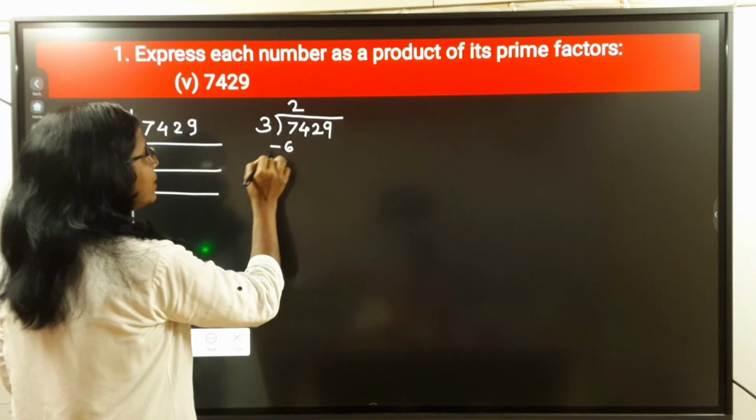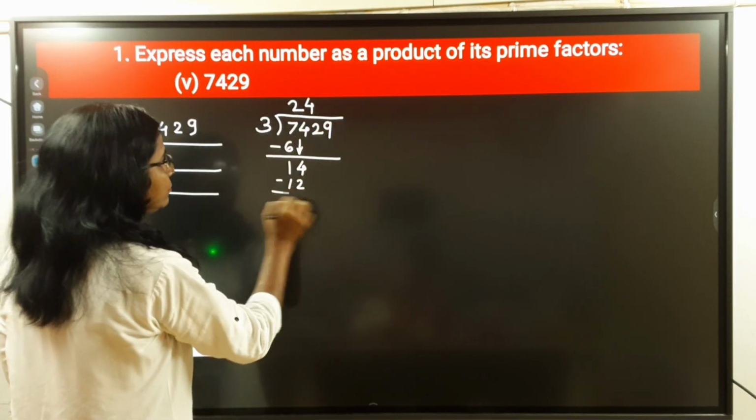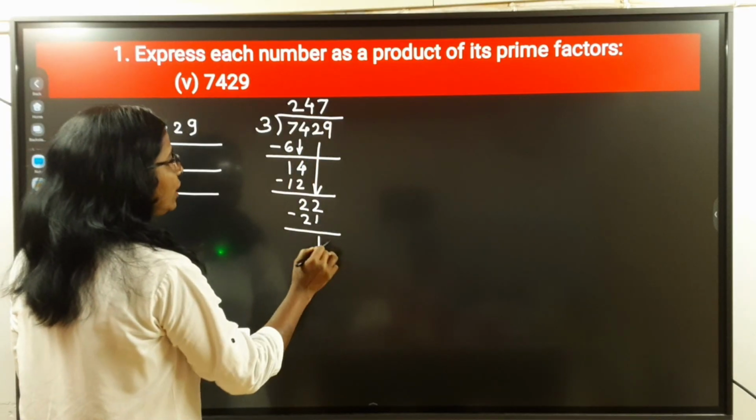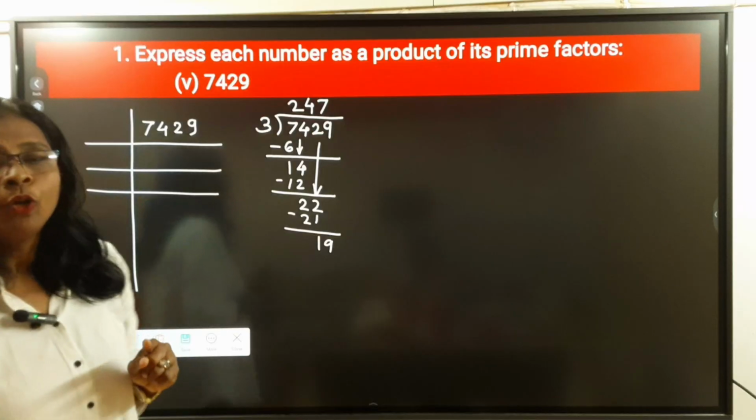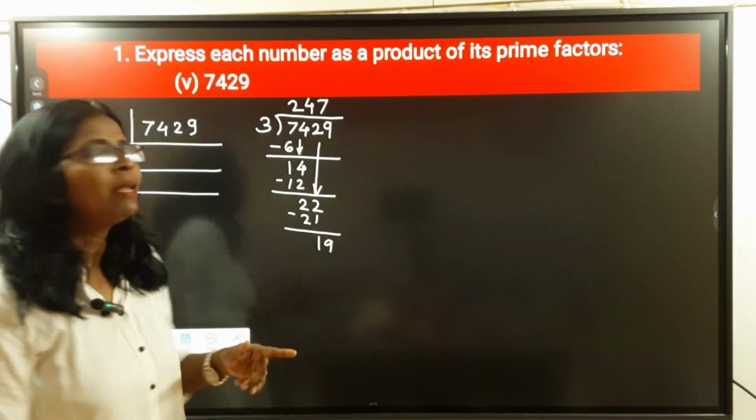So 3 twos are 6 here. So 1, 3 fours are 12. So 3 sevens are 21. So it is not divisible by 3, students. So it is directly divisible by 17, students. This number is directly divisible by 17.